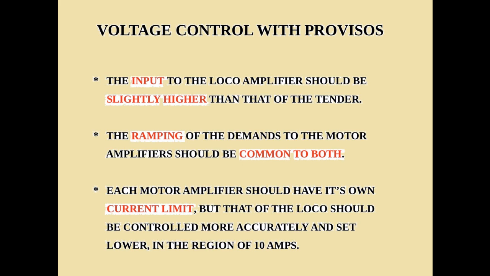Firstly, the input to the loco motor amplifier should be set slightly higher than that of the tender. Then the ramping of the demands to both motor amplifiers should be common to both, and each motor amplifier should have its own current limit, but that of the loco should be controlled more accurately and set lower, in the region of 10 amps. How this was achieved will be explained in Part 5C.